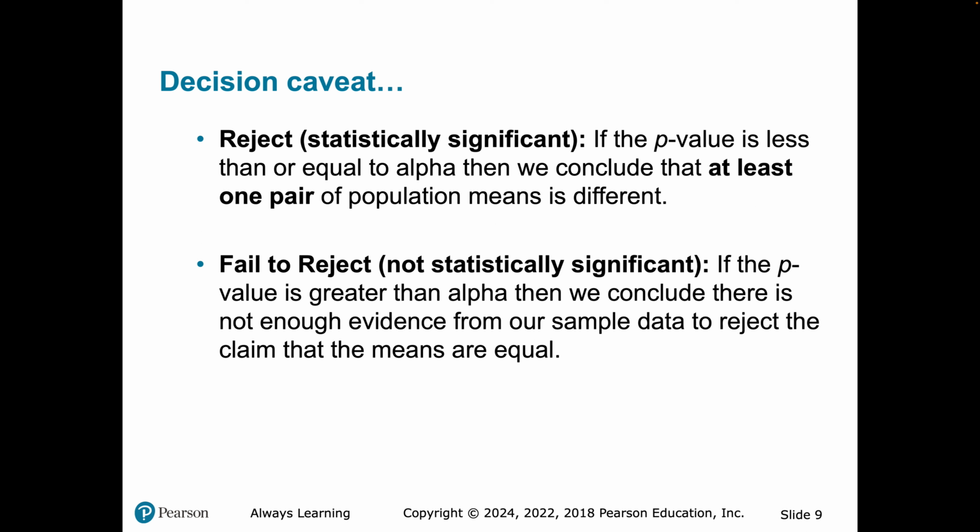If we fail to reject, then we have a result that's not statistically significant. So there's not enough evidence to reject the claim that the means are equal. We kind of land on the statement that we have equal population means, although we really need softer language than that, and just say that we can't reject that claim.